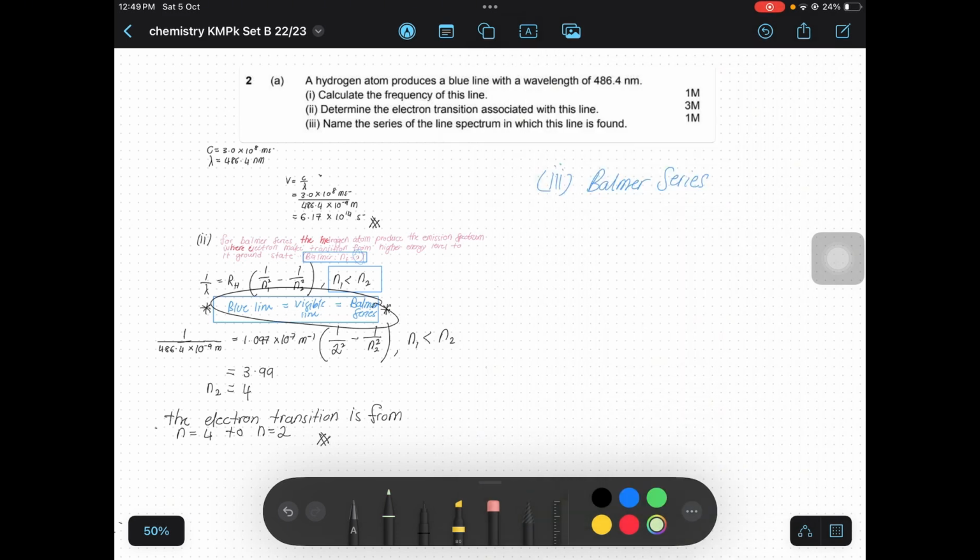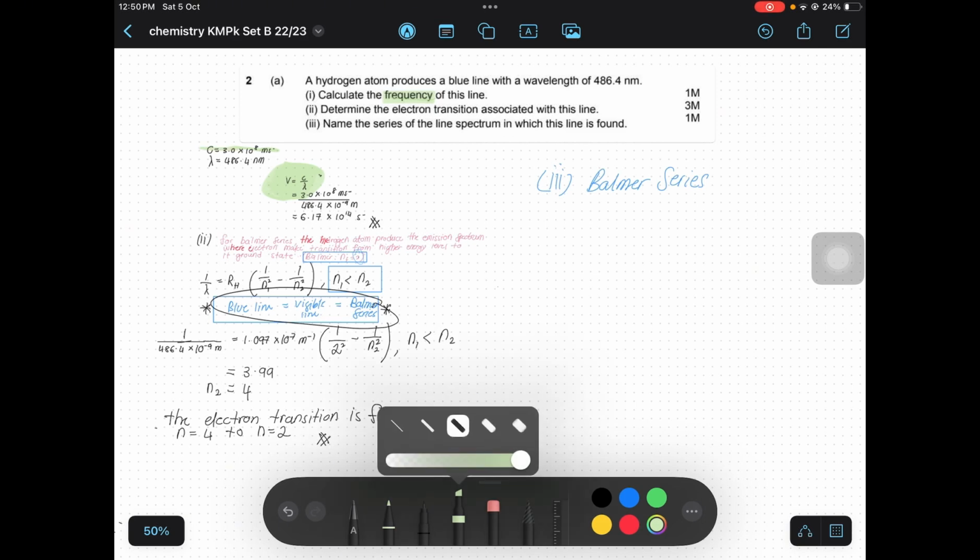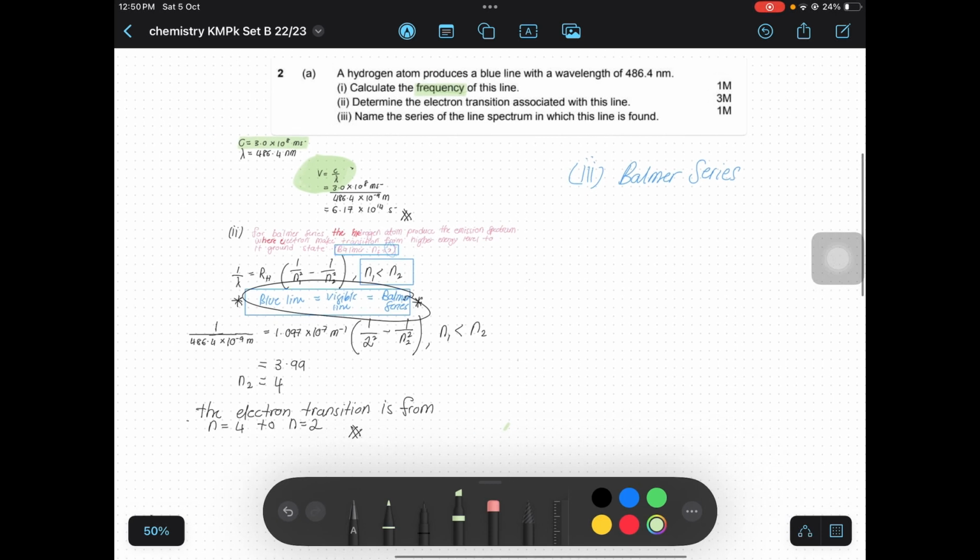So frequency. There is a given formula for frequency: v equals c over lambda. c is a constant value. Just substitute the value into this formula and press the calculator, and then you will get 6.17 times 10 to the power of 14 per second.